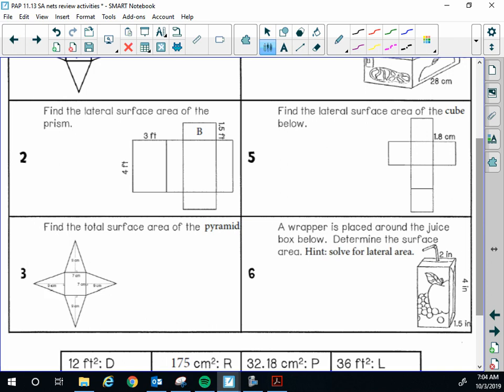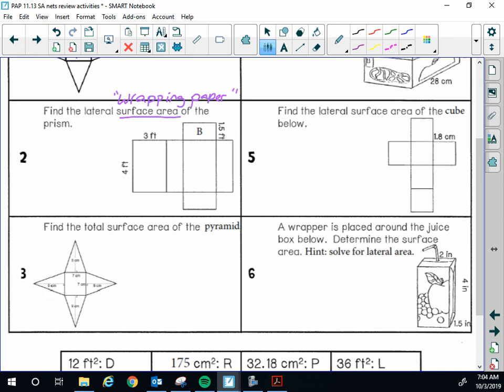So first of all, if you recall what surface area is in the first place, it's all the coverings of the outside of the shape. You tend to think of it like wrapping paper. Okay. Also, this is a net. A net is just a flattened out version of a 3D shape.